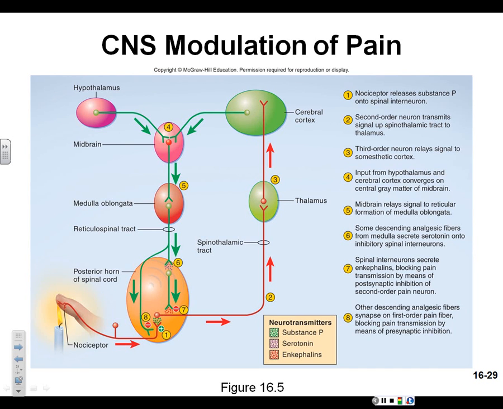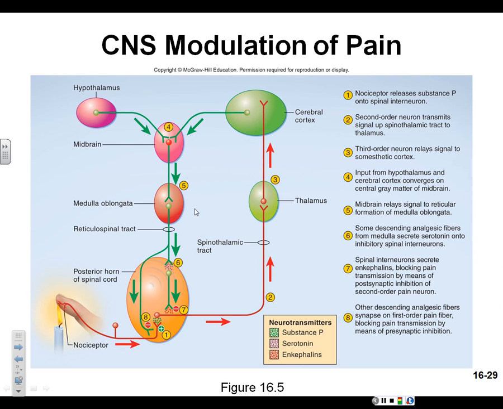The input from the hypothalamus by way of the cerebral cortex can converge on the midbrain, or the mesencephalon. From there, the signal is going to go to the medulla oblongata by way of the reticular formation center. From there, it can be inhibitory to the spinal interneurons. There, we can secrete enkephalins, which are our body's internal analgesics. It can block the pain transmission by inhibiting the transmission of the postsynaptic neurons of the second order neuron with the transmission of pain.